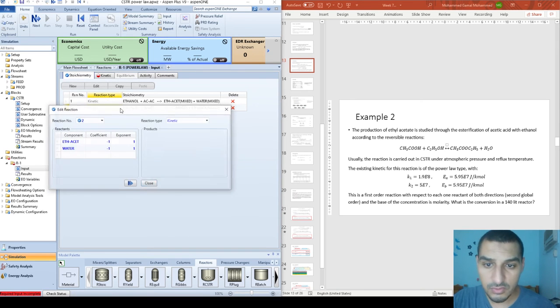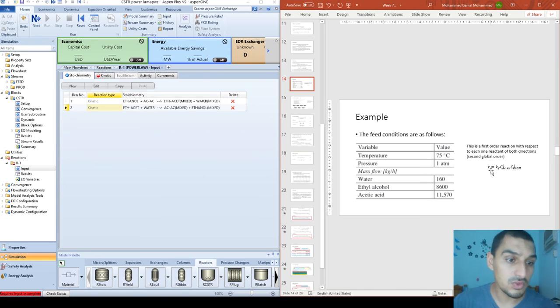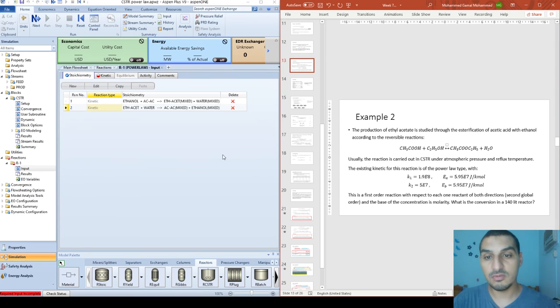I think I didn't put the 0 here in the exponent. So this is all I need to do to define the reaction. I define this reaction and I define this part, which is the C power 1 and C power 1. So I just need to define this K according to the Arrhenius form of the reaction rate.